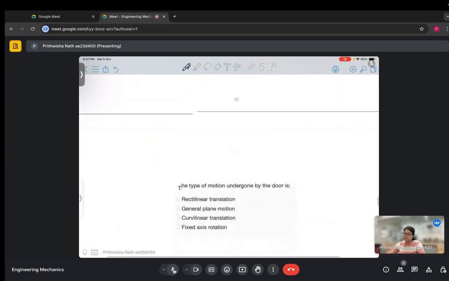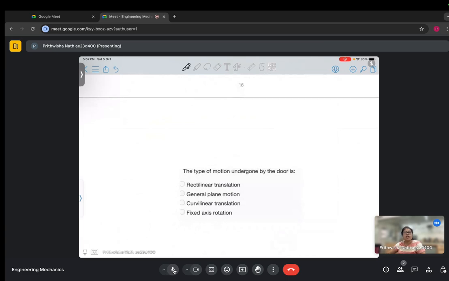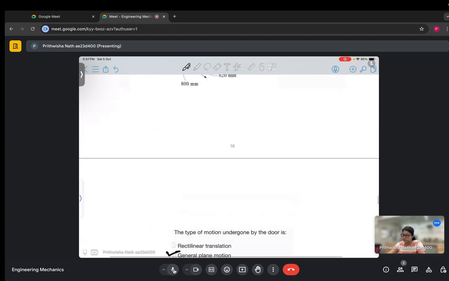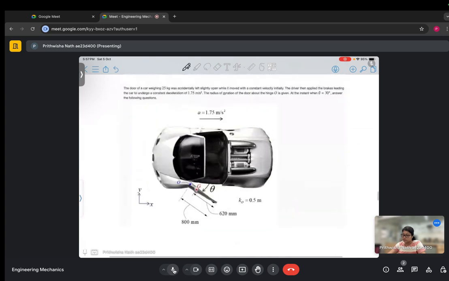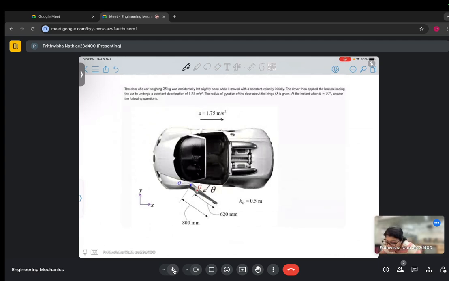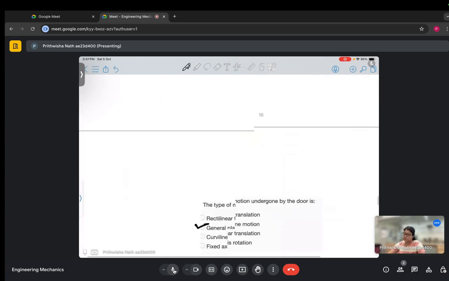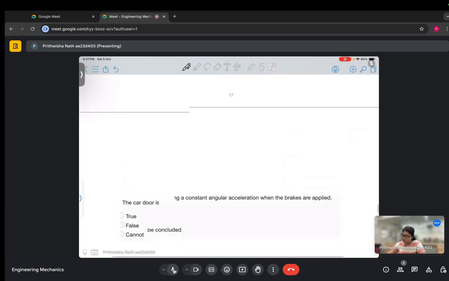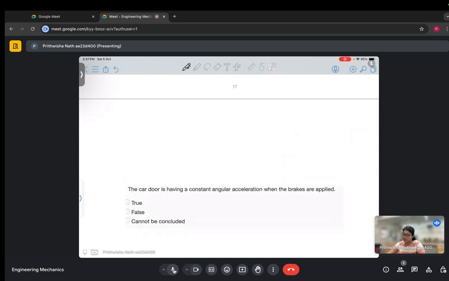So the type of motion undergone by the door is, so what is the type of motion undergone by the door? It is general plane motion, right? The car door is having a constant angular acceleration when the brakes are applied. No, it's false.